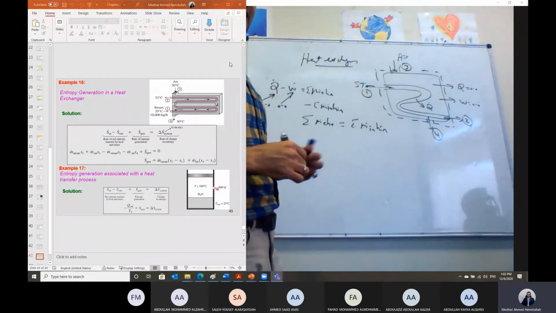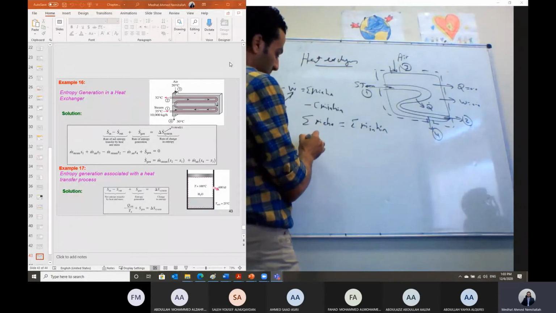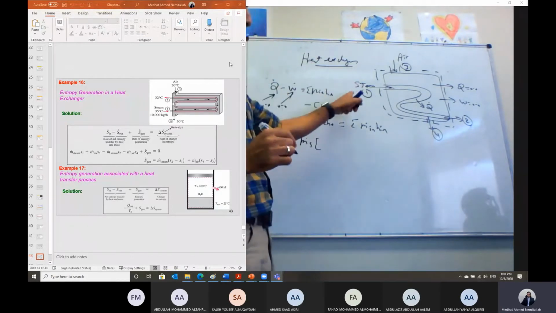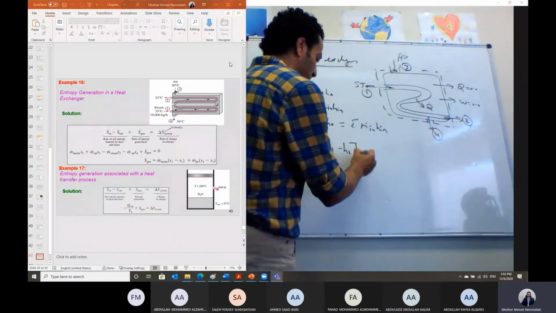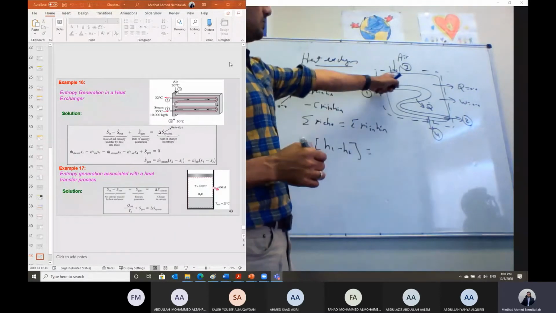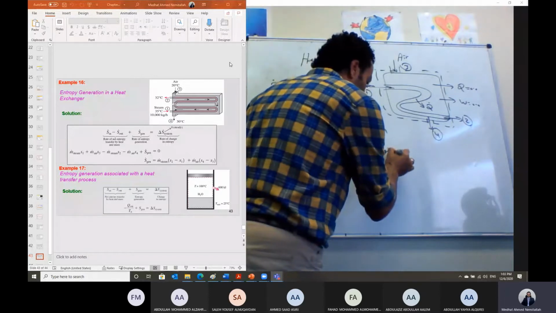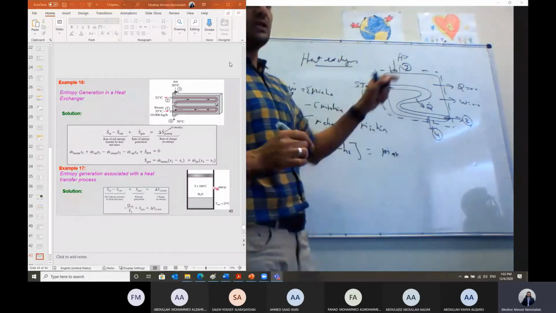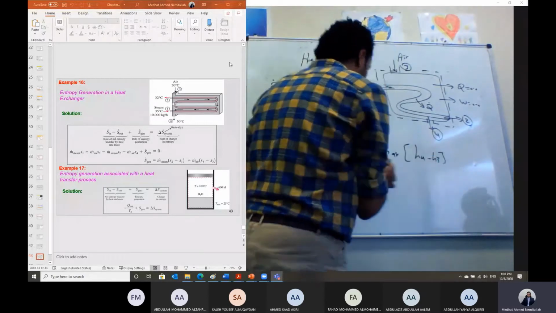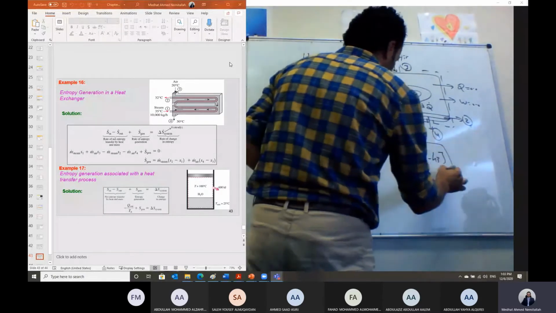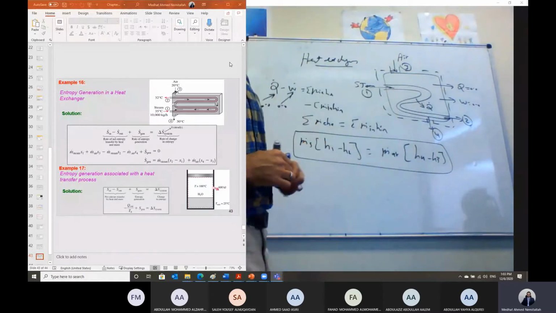Okay, and based on that, we said the mass flow rate for the steam, the hot fluid, multiplied by the enthalpy difference h1 minus h2 for this steam, should equal the same for the cold fluid: the mass flow rate of the cold fluid, which is air in this case, multiplied by the difference in enthalpy h4 minus h3. And we can solve this problem.